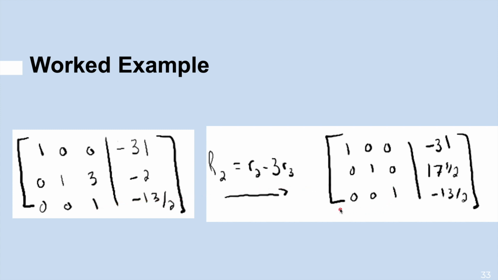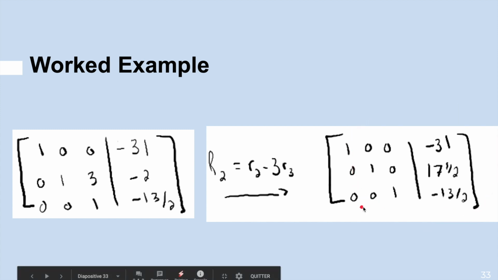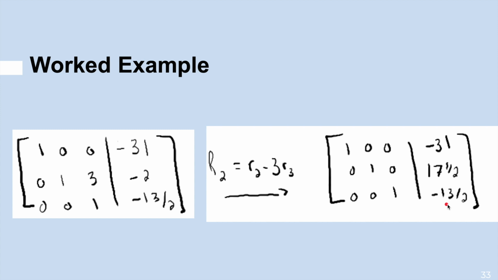Now what we are left with is our reduced row echelon form. So we have our 1's here, everything above and below them are 0, and then we have our answers. So just by looking at this, if this whole column is x, we know that x is equal to -31. We know that y is equal to 17.5. We know that z is equal to -13.5. So what's super helpful with Gauss-Jordan elimination is that you don't even have to rewrite the equations. You have your answers right in your reduced row echelon form matrix.